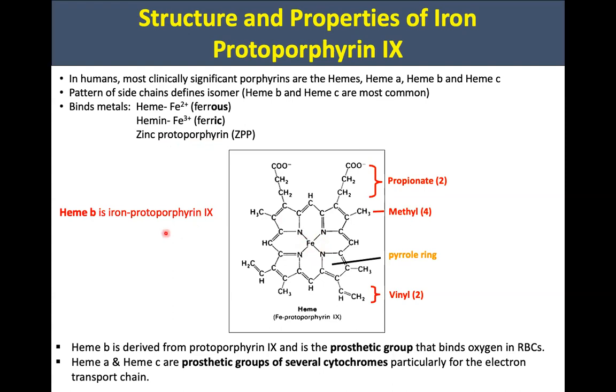The other thing that they want you to know is that usually when we talk about hemoglobin, the heme group that we're talking about is specifically heme B. So heme B is the specific form of heme that's found in hemoglobin. Heme A and heme C are instead found in cytochromes. And if you remember, cytochromes play an essential role in the electron transport chain that ultimately generates ATP. So again, it's important to know that the specific form of heme that's found in hemoglobin is heme B. And heme A and C are found in cytochromes, which play a role in the electron transport chain.